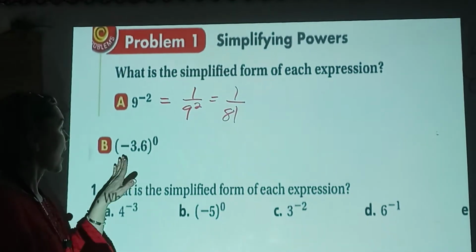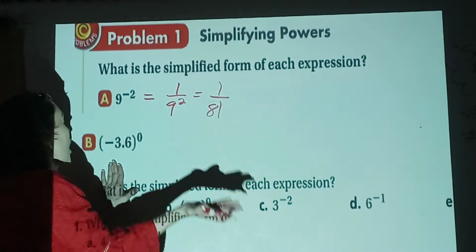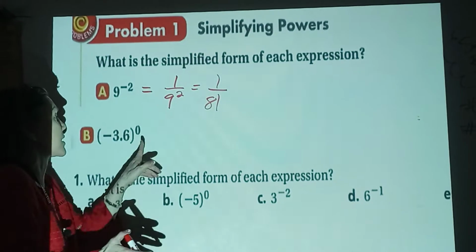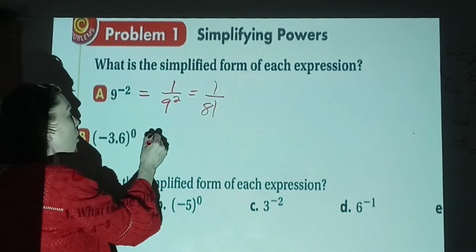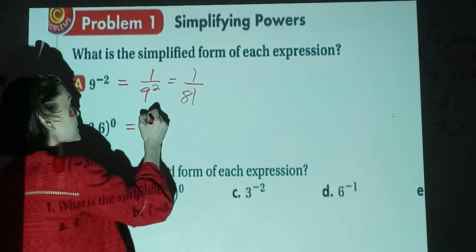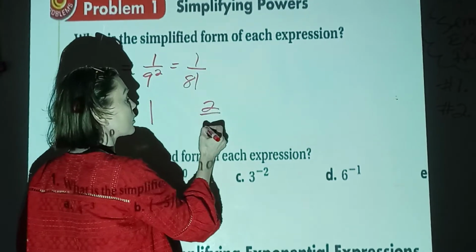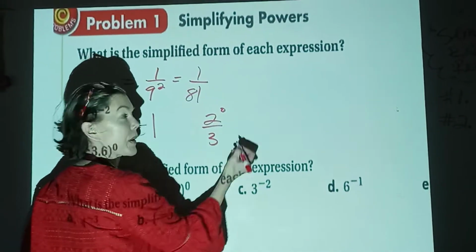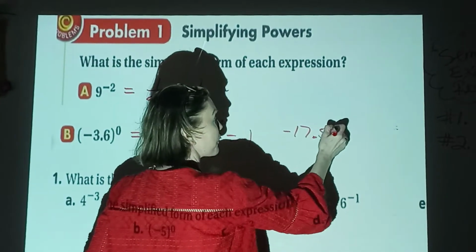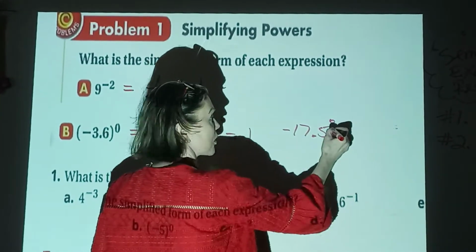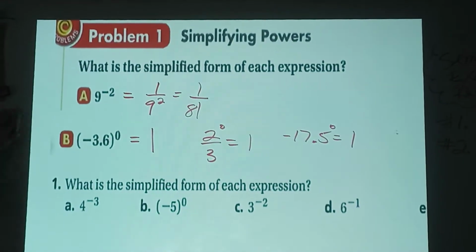Okay, then we have, I don't care what it is. It could be an elephant, a giraffe, negative 3.6 raised to the 0 power. Anything raised to the 0 power is always equal to 1. It could be 2 thirds raised to the 0 power. That's equal to 1. It could be negative 17.5 raised to the 0 power. That's equal to 1. So make sure you write down those examples.